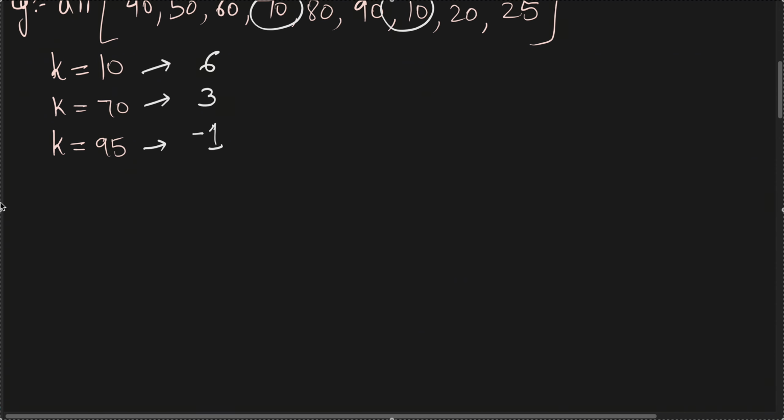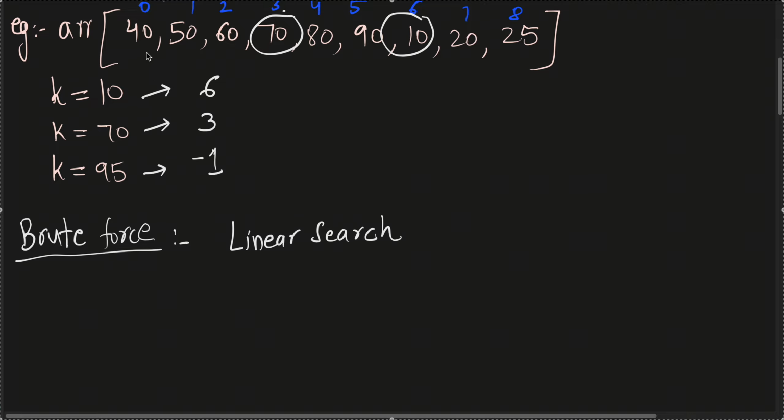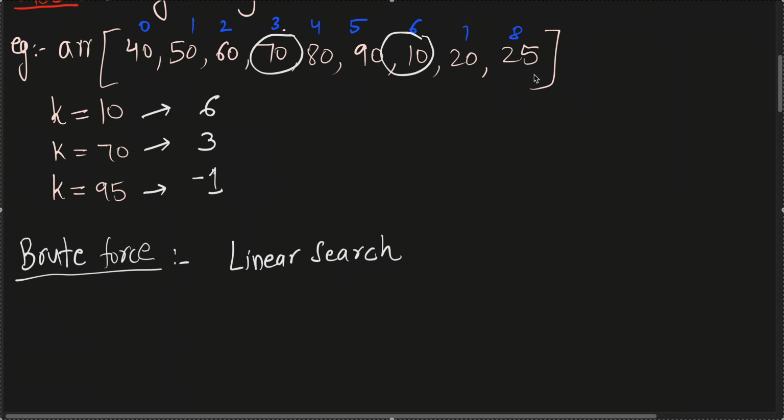Now what can be the brute force approach to solve this problem? A simple brute force approach is linear search, right? We will traverse the array starting from the initial index 0 to the final index n, and we will search whether the value of k is present in the array or not. If it is present, then we will return the index of that element. If it is not present, then we will return -1, right?